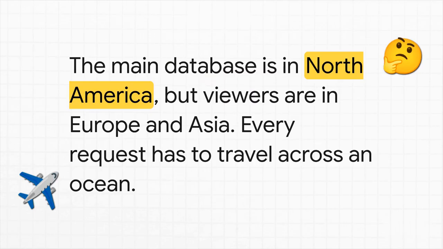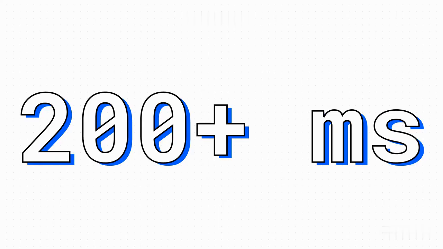So here is the core architectural challenge. The service's main database, the single source of truth for all that show data, is sitting in a data center in, let's say, Virginia. But the viewers? They're everywhere. They're in London, they're in Tokyo, they're in Mumbai, and every single time they load that show, their request has to travel all the way across an ocean. And that trip, it is not instant.